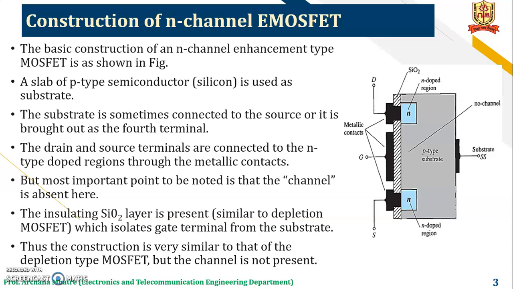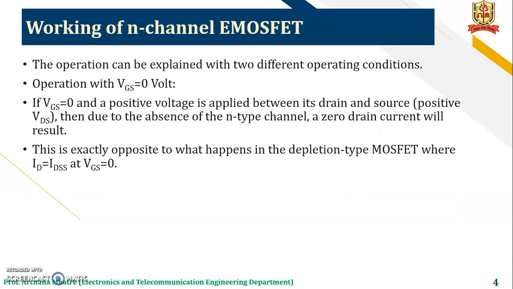The drain and source terminals are connected to N-type doped regions through metallic contacts, but the most important point to be noted is that the channel is absent over here. The insulating SiO2 layer is present, similar to depletion MOSFET, which isolates the gate terminal from the substrate. Thus, the construction is very similar to that of the depletion type MOSFET, but the channel is not present.